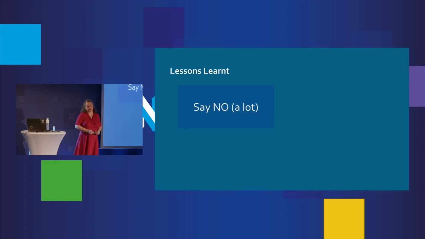Say no a lot. It's not nice to have to say no to a lot of things, but it's unavoidable. So you need to set direction, you need to take decisions, and you can't keep everyone satisfied. But say no quickly, so you make it clear what the expectations are, what is going to happen.